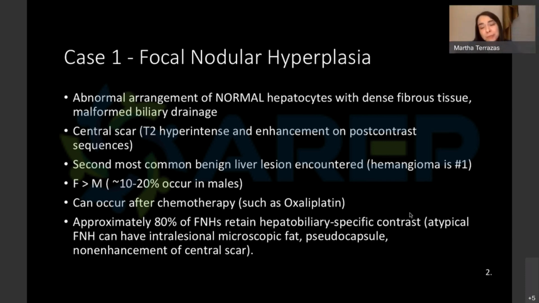They can have pseudocapsules. They can have non-enhancement of the central scar, right? For the central scar in an FNH, we expect to have enhancement on post-contrast images. So your atypical FNHs are going to be more of a diagnostic dilemma, where sometimes you're really not going to know what's going on. Maybe we follow it, maybe we get a biopsy.